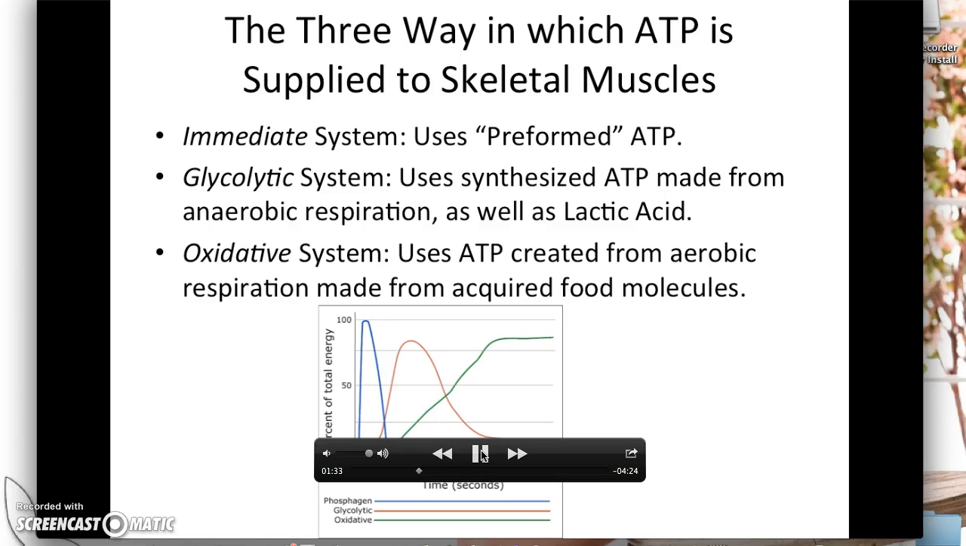The third form of supplying ATP is the oxidative system. This system is the most efficient because it creates ATP by means of aerobic cellular respiration, which requires the presence of oxygen. All the ATP made is from prior food molecules acquired earlier. This system requires oxygen because it depends on the citric acid cycle and the electron transport system, as well as fully oxidizing carbohydrates and lipids into water and carbon dioxide.